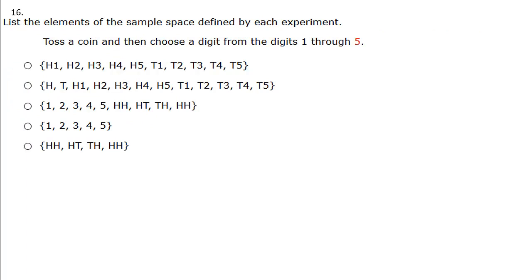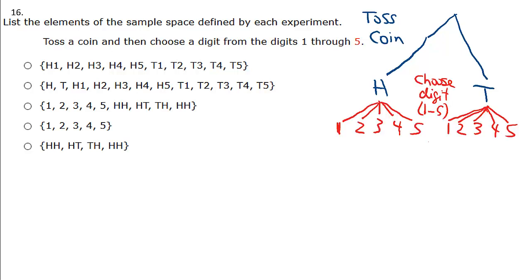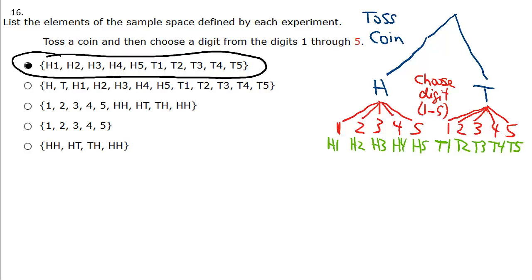16. List the elements of the sample space defined by each experiment. This experiment says we're going to toss a coin and then choose a digit from the digits 1 through 5. Well, think about it. We're going to toss a coin, and I think a tree diagram is perfect here. So it could either be heads or tails. Now you're going to pick digits, and you're only picking from 1 to 5. So if you read down that tree diagram, that gives you H1, H2, H3, H4, H5, and then T1, T2, T3, T4, T5, and you can see that that is choice number 1. And I think if you do it with a tree diagram, you'll find that that's the easiest way to do it.